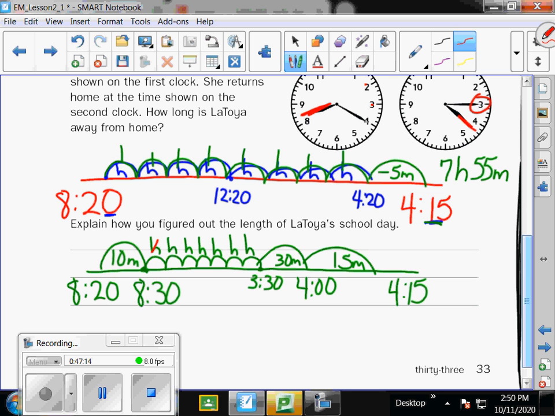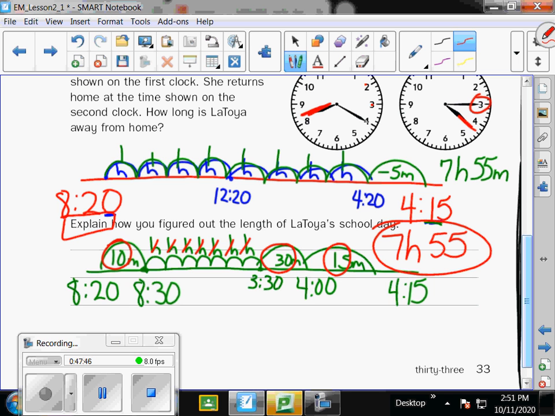So again, I've got 1, 2, 3, 4, 5, 6, 7 hours. Now I got to add up my minutes. I'm going to start with my 30. Plus 15 is 45. Plus 10 more is 55. Again, now I jumped 2 different ways, but I should still have the same answer of 7 hours and 55 minutes. And then as far as this where you're going to explain, boys and girls, you could just show me your number line and explain how you jumped.